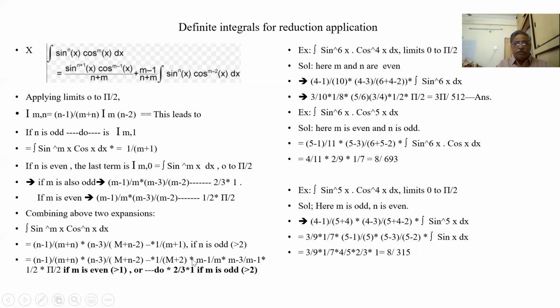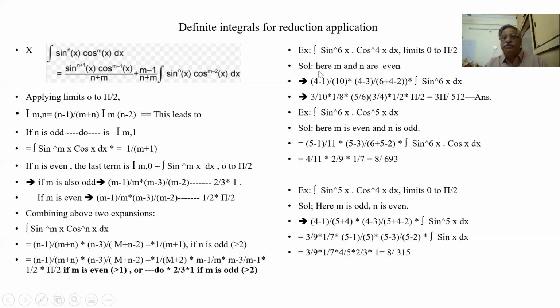Now m will start. Cos integral sine to the power of mx, rules will solve. M minus 1 by m, m minus 3 by m minus 1, like that will go. If it is pi by 2, if it is 2 by 3, it will be 1. So continuous multiplication will reduce both cos and sine powers in the integration.